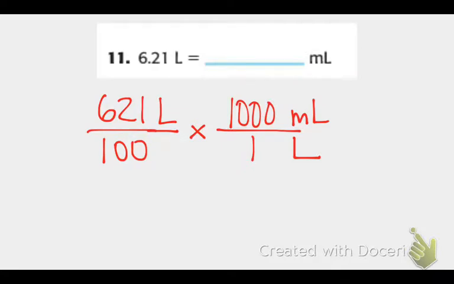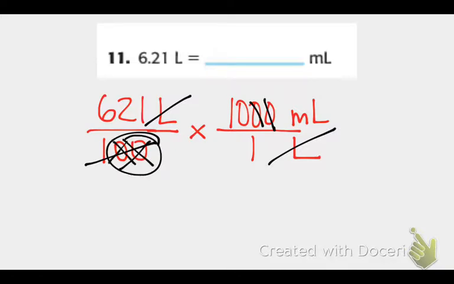All right, let's go ahead and simplify now. I can simplify the liters. I can simplify the 100, which is going to take away 2 of these zeros, right? Because there's 2 zeros here that I'm canceling. That means I can take away 2 zeros here. All right, so we've simplified all that. All we have is 1s on the bottom. So let's go ahead and multiply.